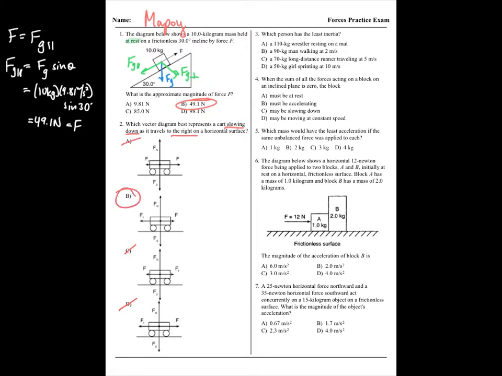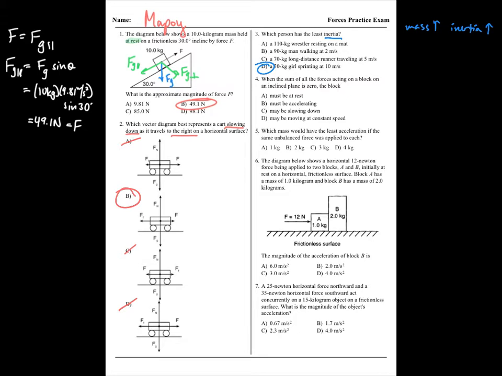Now, number 3, inertia is related to mass. So the greater the mass, the greater the inertia. We're looking for the one with the least inertia, so it's got to be the least mass. Choice D. Speed has no effect at all.